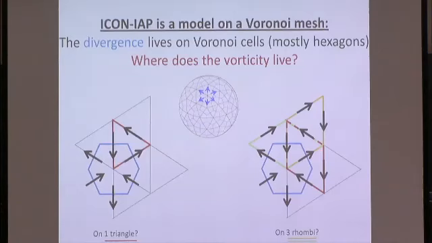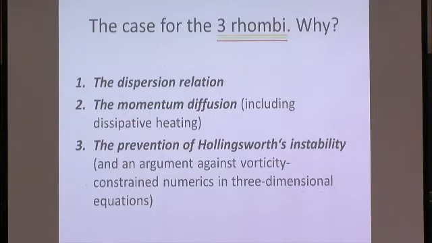In fact, the vorticity would be located at the corner of a hexagon. This is the case in both approaches here. My talk is about advocating for the 3 rhomboids. And why do I have this idea? I will explain it to you in 3 examples in this talk.